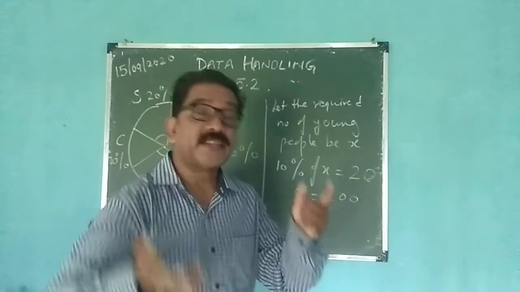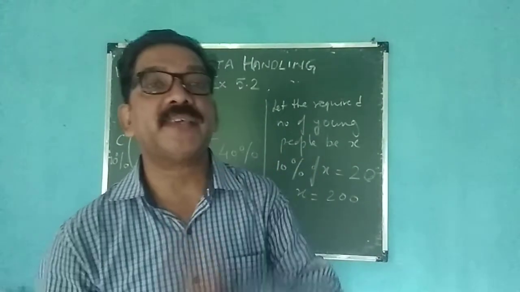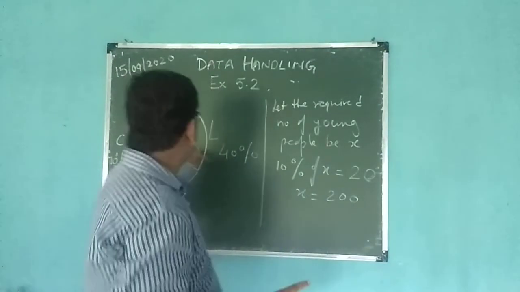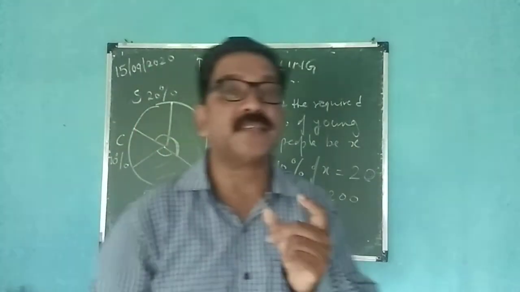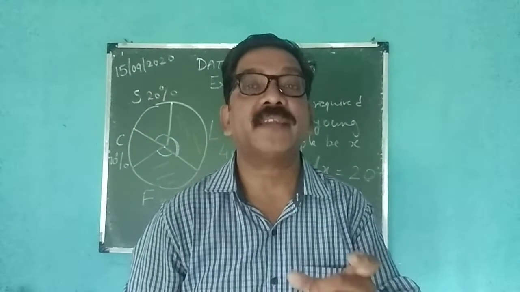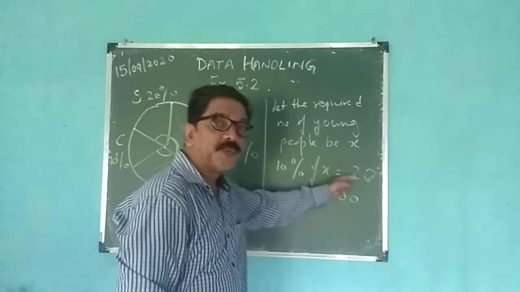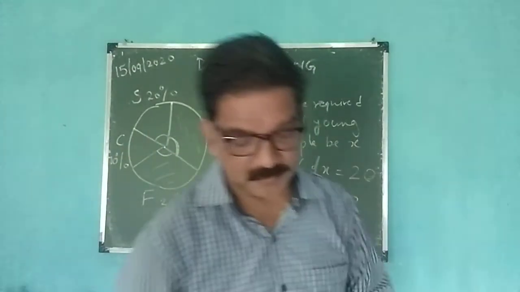So they are saying in terms of percentage, but we have to find out the number of the young people. So 10% of x liked classical music, and the information is 20 liked classical music. Therefore 10% of the young people is equal to 20. Get the value of x, that is the answer.